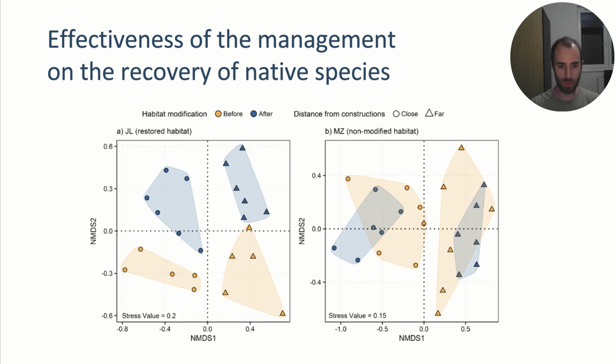And just to finish, I want to show you the whole ant community picture. In this NMDS, in the restored habitat, we can see how the first NMDS shows differences between close versus far communities from the building. Here in the second place we can see the same, close versus far, and we can see clear differences. And the difference is that in the restored habitat we can see in the second component of the NMDS a difference between before and after the restoration. But this difference before and after cannot be found in the second place because nothing changed.